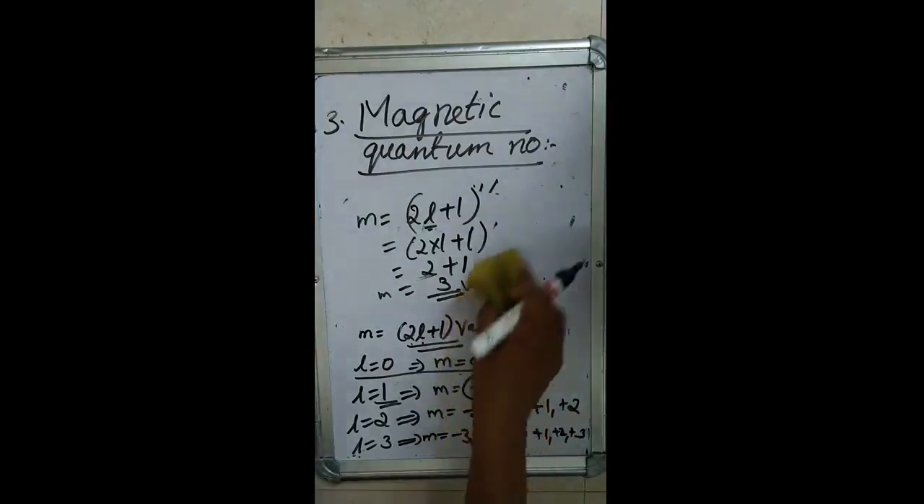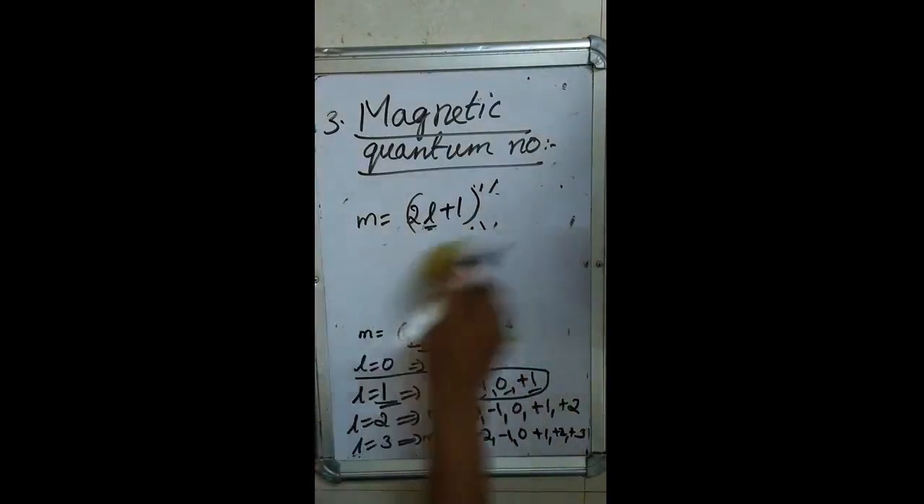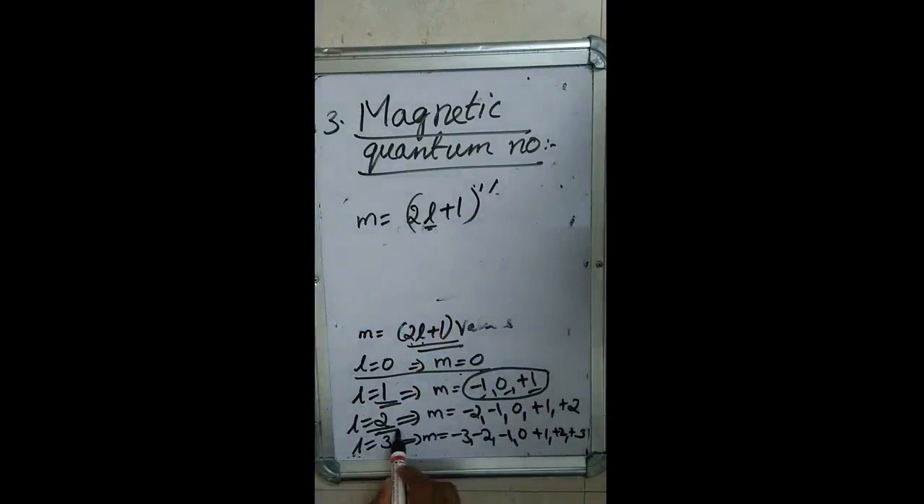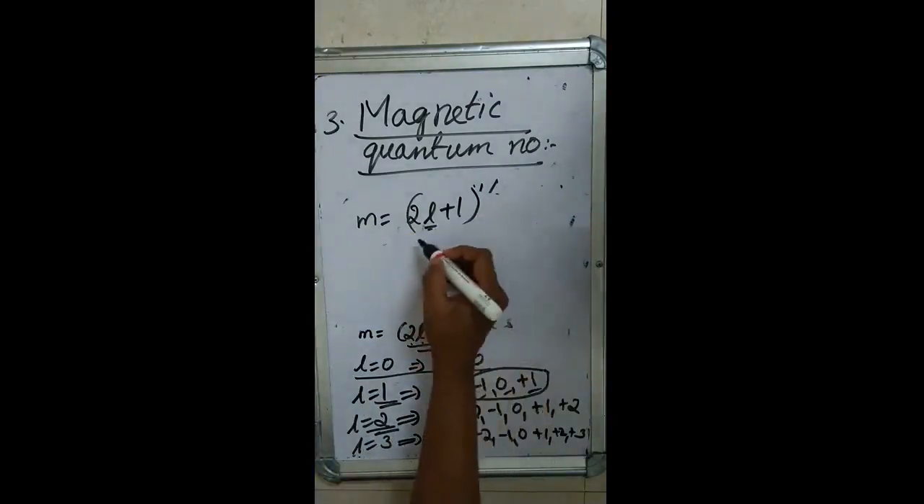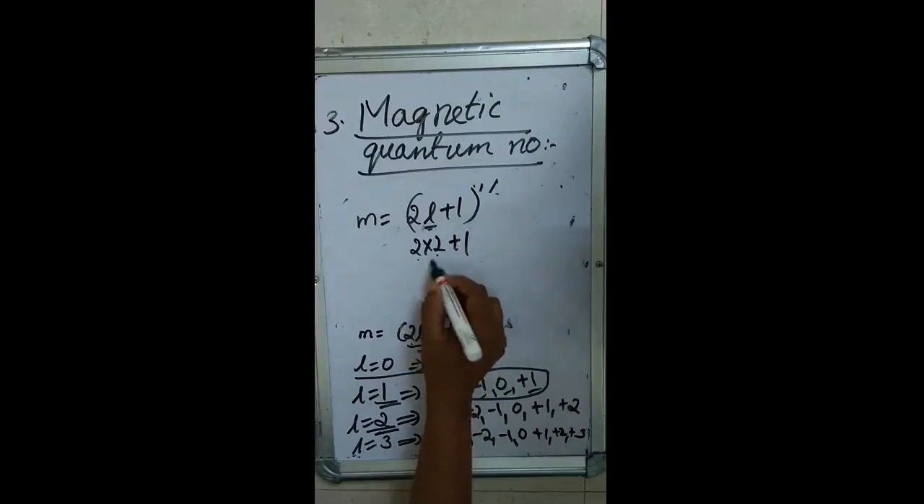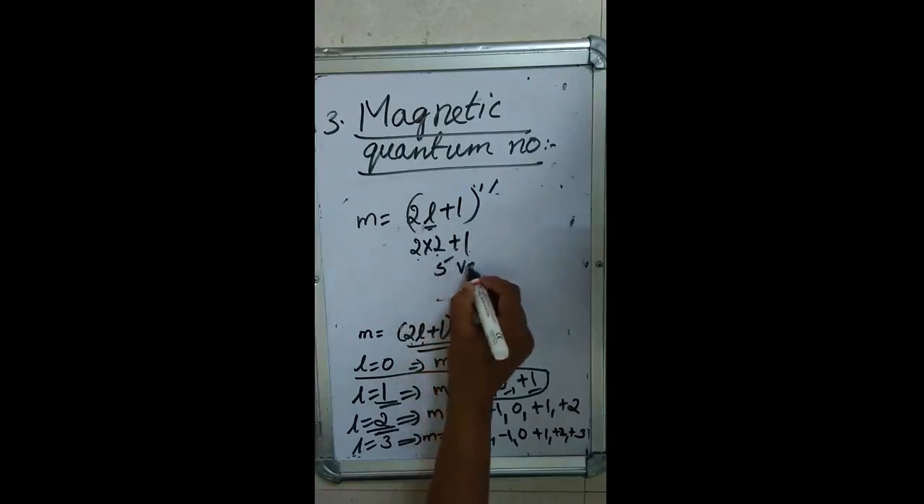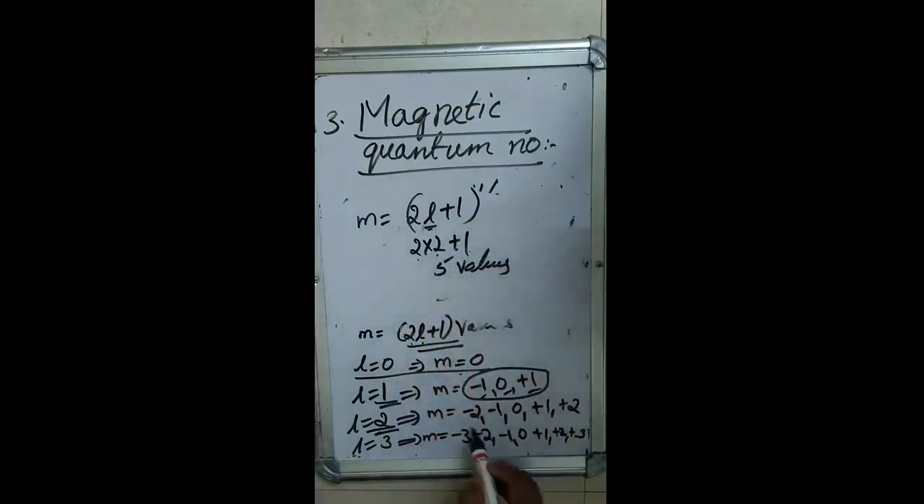Same thing. If I take l is equal to 2, so 2 into 2 plus 1. What is the answer you will get? 2 twos are 4, plus 1. It is 5. 5 values are possible. Here you can check: minus 2, minus 1, 0, plus 1, plus 2. So 5 values are possible. You will get the same thing for this also. So the number of m values is 2l plus 1.